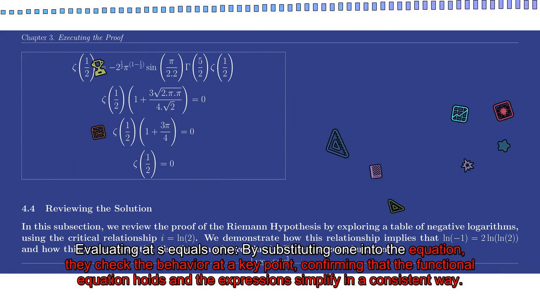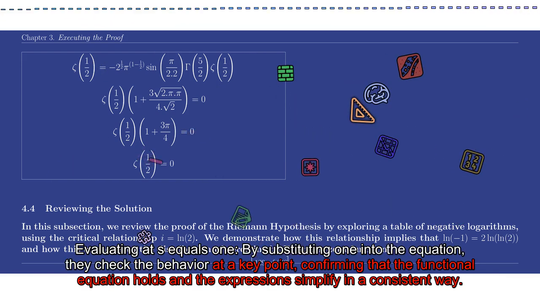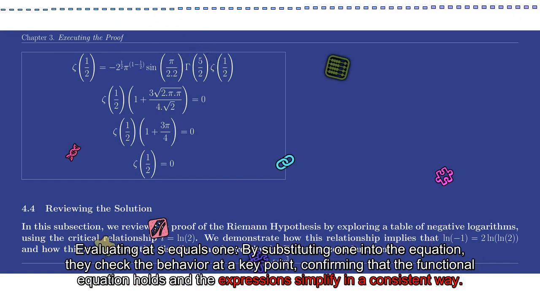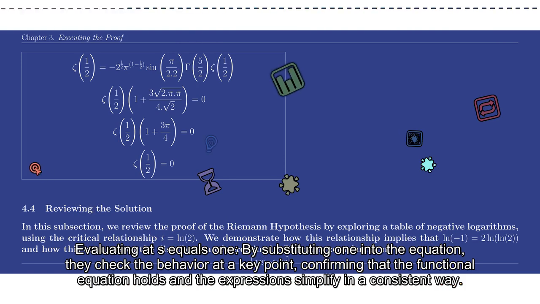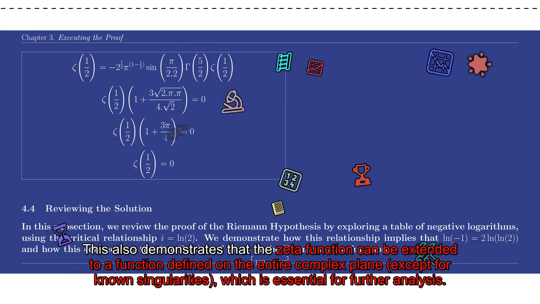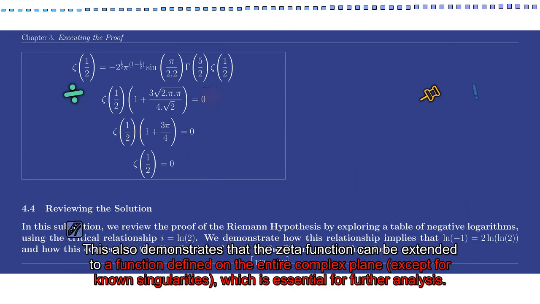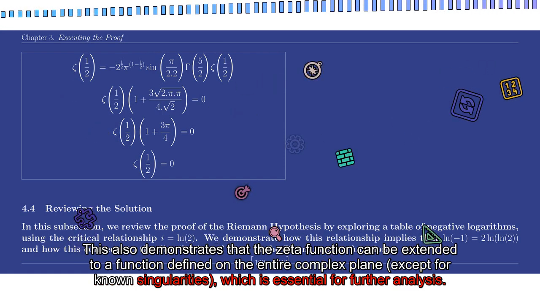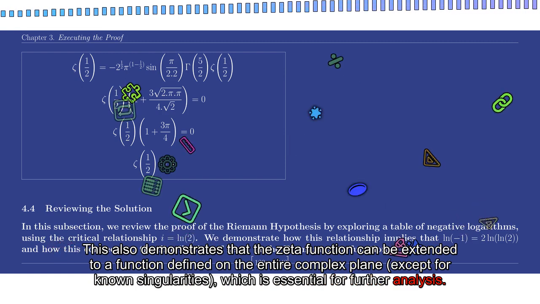By substituting 1 into the equation, they check the behavior at a key point, confirming that the functional equation holds and the expressions simplify in a consistent way. This also demonstrates that the zeta function can be extended to a function defined on the entire complex plane except for known singularities, which is essential for further analysis.